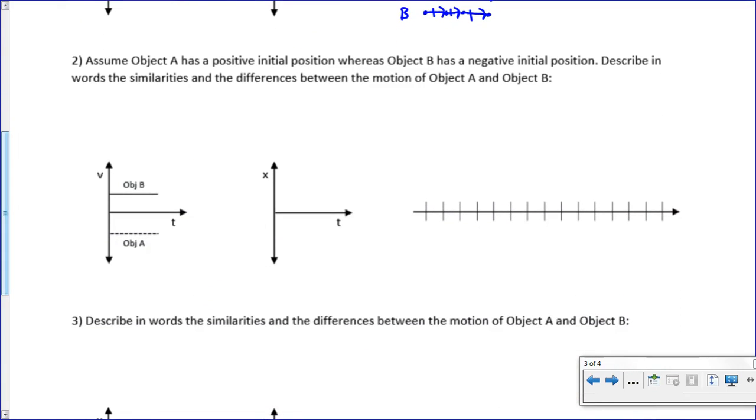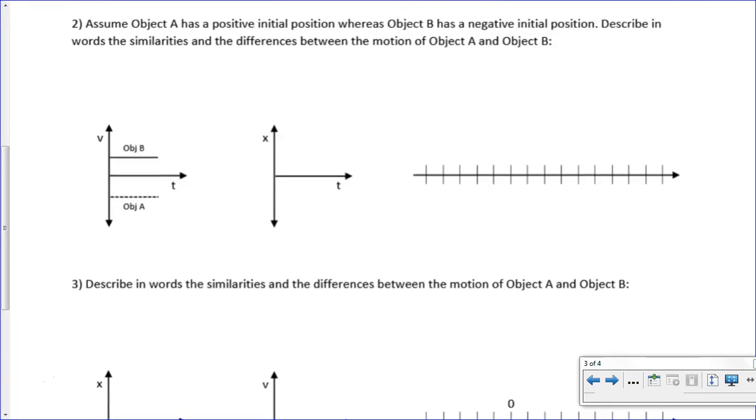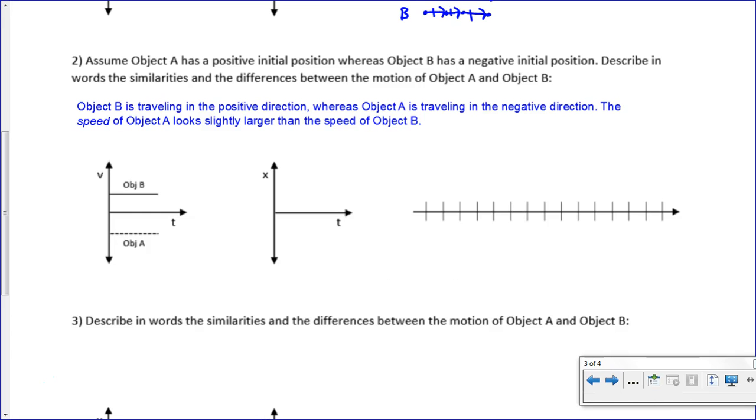For number 2, as I said, I'll go ahead and put my description in there, so you can read that if you want. We've got object B traveling in the positive direction. You know that because its velocity is positive, whereas object A is traveling in the negative direction. You know that because its velocity is negative. The other thing is I said that the speed of object A looks slightly larger than the speed of B. What I'm saying there is, if you look at how far A is away from the t-axis, it looks a little bit further away than B. So it's going to be going slightly faster than B.